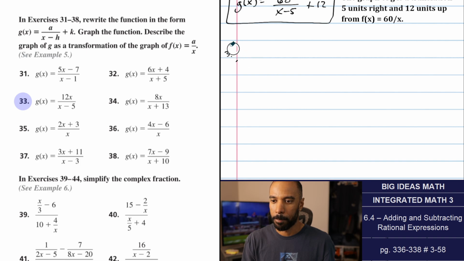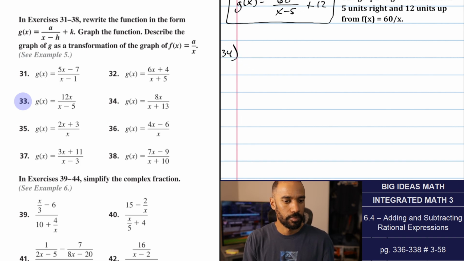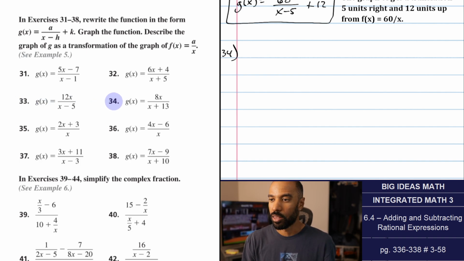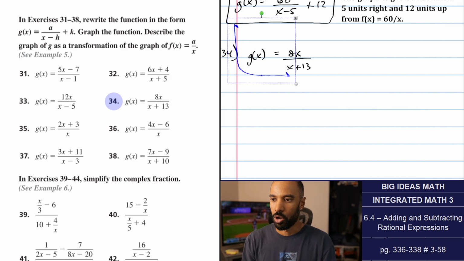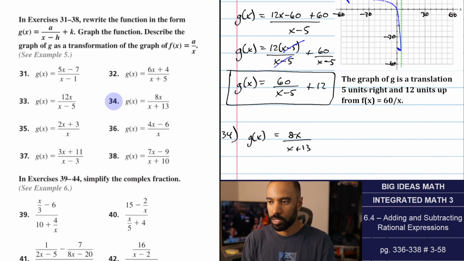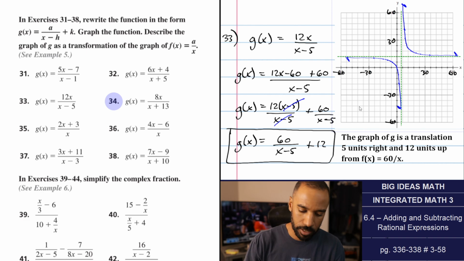Number 34. And I'll stay as accurate as I can plotting points. That's my goal. Unless I can keep within that original scale, and it doesn't look like I can on this problem, but we'll see to what extent I have to go. g of x equals 8x over x plus 13. So, oh, shoot. I need to get this graph thing back.